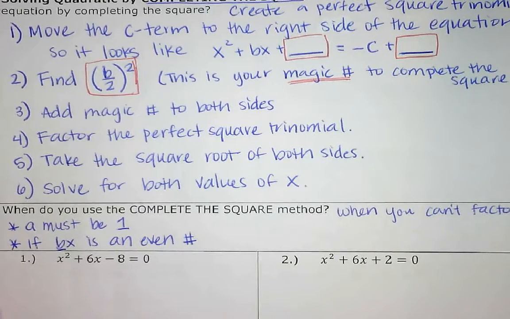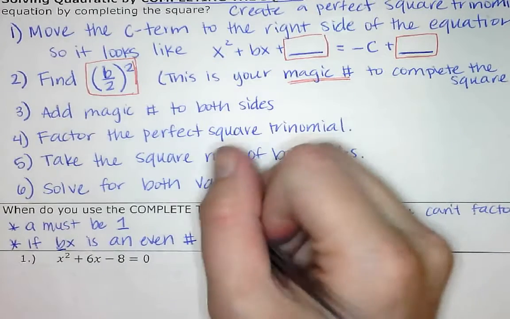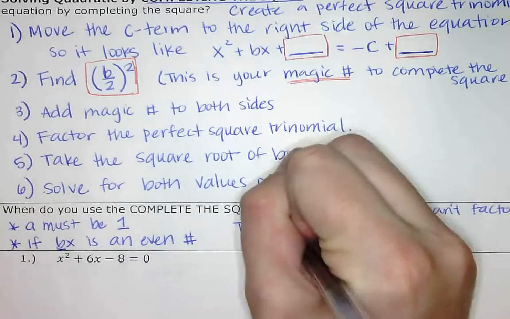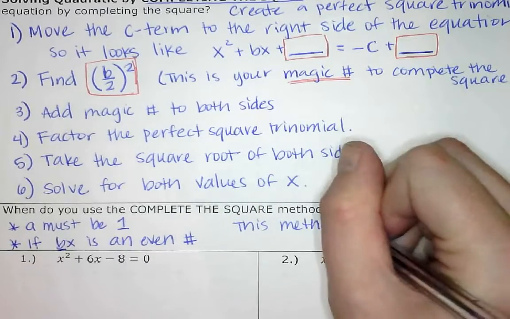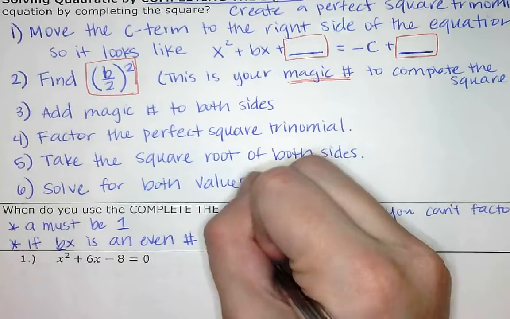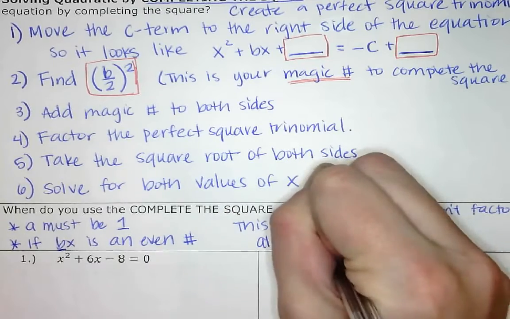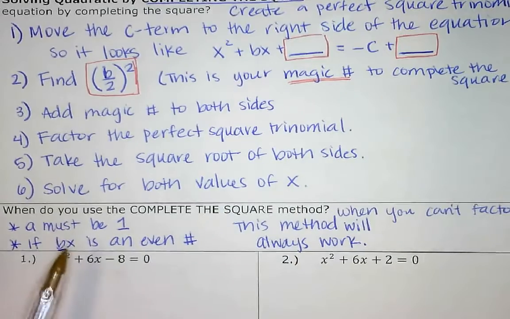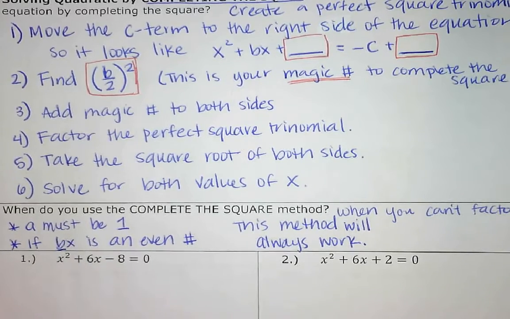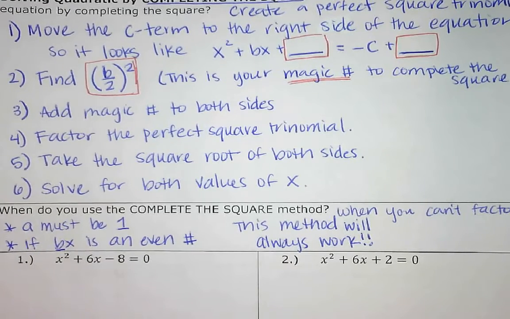But regardless, guys, one thing that's really cool about completing the square is this method will always work. All right? If your a is not 1, then you're going to have to divide by things to make it 1. If your b is not even, it's going to be annoying because you're going to have to deal with fractions. But guys, this method will always work. It might look really messy and it might be really annoying, but it will always work. Does that make sense? So it's really dependable, but it's a little bit of a pain in the booty.